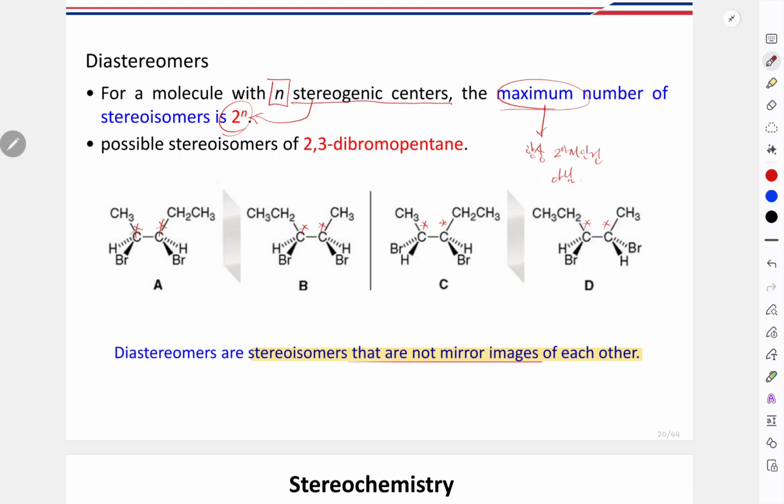Okay. So again, diastereomers or the stereoisomers, they're not mirror images of each other. Right? In this case, A and B, they are mirror images of each other. C and D, they are mirror images of each other. What about B and C? They are not mirror images of each other. Right? In this case, we can define B as a diastereomer to C, or C is a diastereomer to B. Right? That's a relationship.